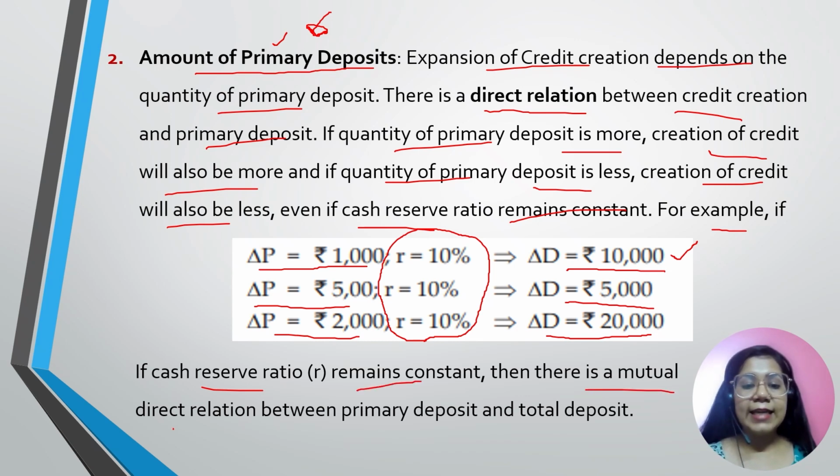So if the cash reserve ratio remains constant, there is a direct relationship between the primary deposit and the total deposit, and since it is in the hands of the public, it is again a limitation on the credit creation power of the banks.